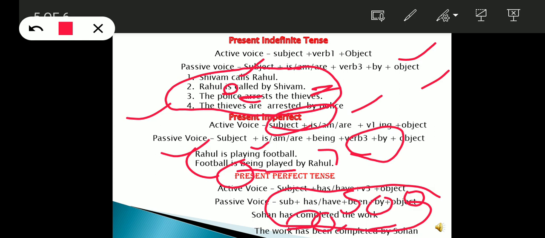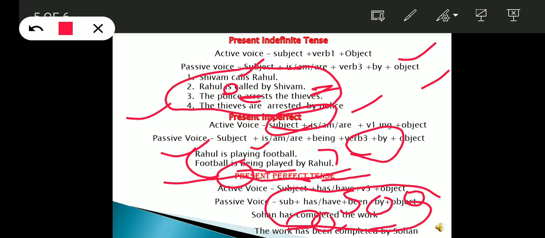Again, subject will become object and object will become subject. So you can see in passive voice, football has become subject of the sentence, and Rahul has become object of the sentence, and by is placed before Rahul. Okay, and now helping verb is already present: football is being played by Rahul.